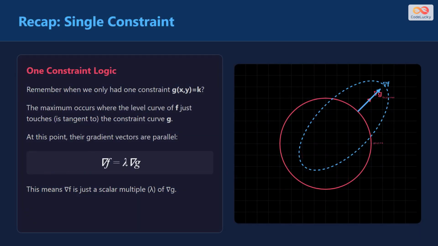Before we tackle two constraints, let us quickly recall how it works with just one constraint, g of x, y equals k. In that case, we look for the point where our objective function's level curve is tangent to the constraint curve. At this tangent point, the gradient of f is parallel to the gradient of g. We write this as del f equals lambda times del g, where lambda is the Lagrange multiplier.